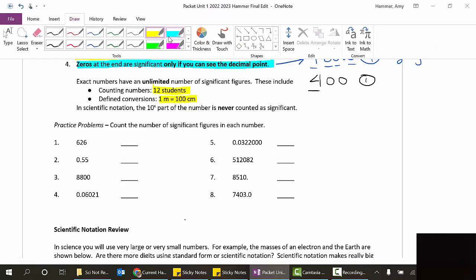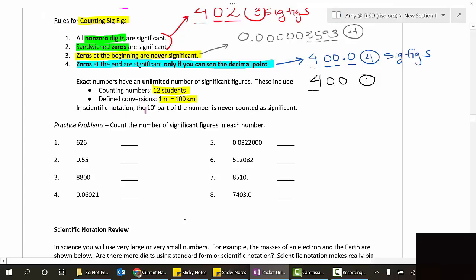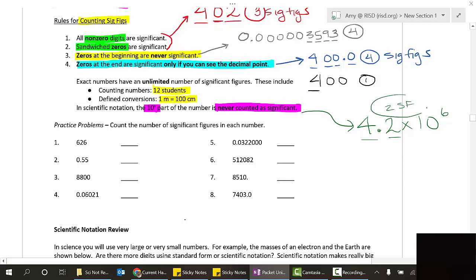Okay. And then the last little side note here is that if a number is in scientific notation, the 10 to the power of something part is not counted as significant. That does not affect counting your sig figs. And so you just look at the part that comes before it. So for instance, if I had the number 4.2 times 10 to the 6th, this number has 2 sig figs, the 4 and the 2. So 2 sig figs, that's my answer. The times 10 to the 6 is just like a decimal mover. It's not really part of the measurement. So that's just a little side note.